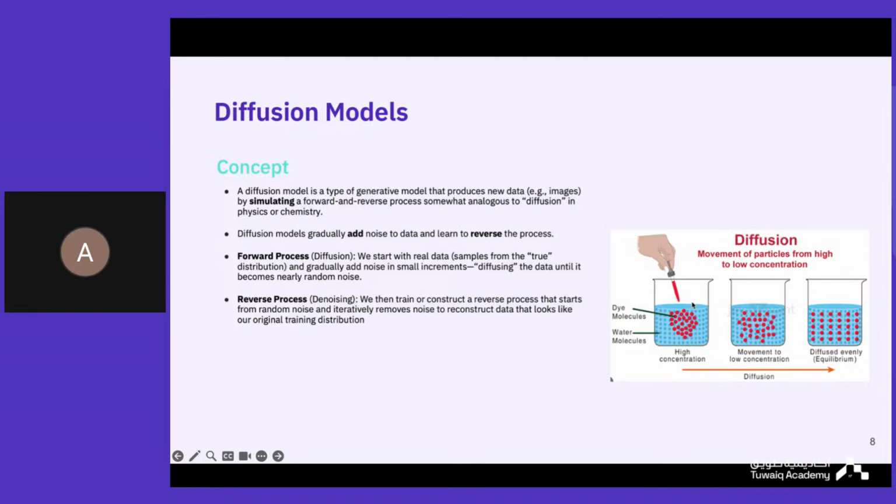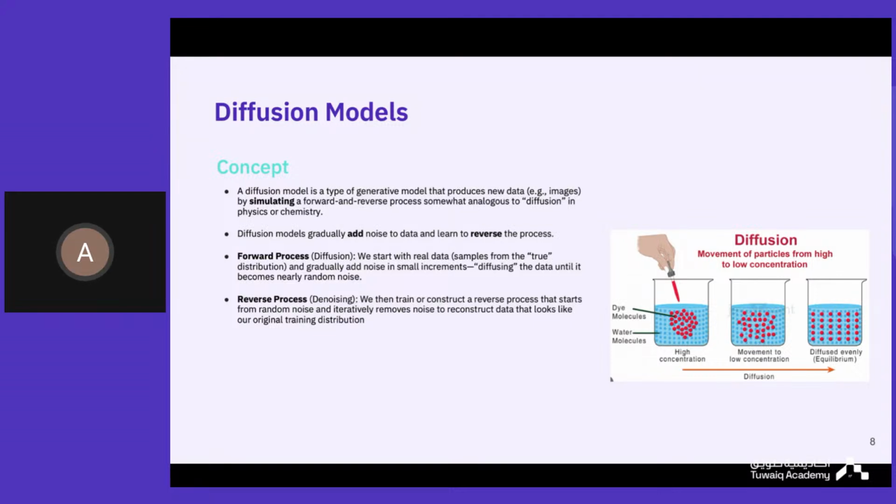In our case, the water molecules represent our training data, and the dye represents the noise that we will inject into the data itself. And then over time, we will inject more noise until we have completely noised images. So this is the inspiration for the diffusion process. Diffusion models gradually add noise to the data and learn to reverse this process. So we add noise and we also learn how to reverse this process of adding the noise.